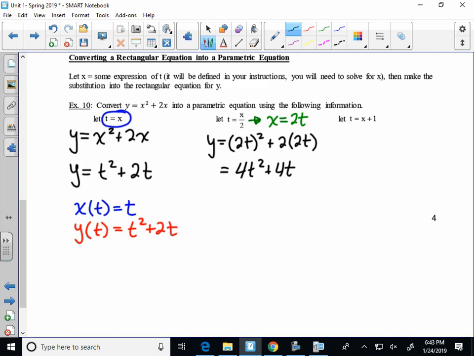And so our final equations, again, you don't get one without the other. X of t is equal to 2t. Y of t, stay with red, I guess, is equal to 4t squared plus 4t.